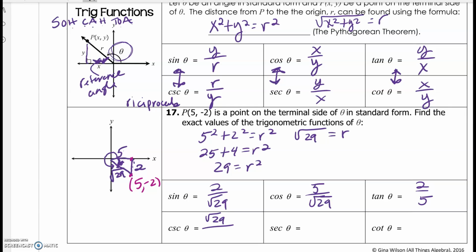If I want to do the cosecant, all I got to do is just flip the sine. So sine is 2 over square root of 29. So cosecant is root 29 over 2. Secant is root 29 over 5. And cotangent is 5 over 2. And that's our quick review of the trig.